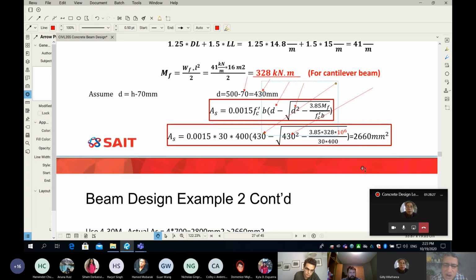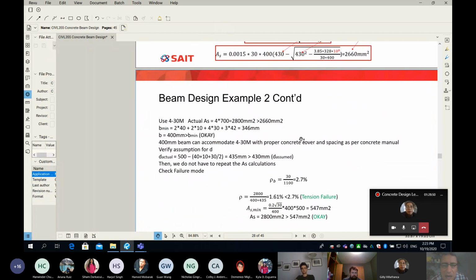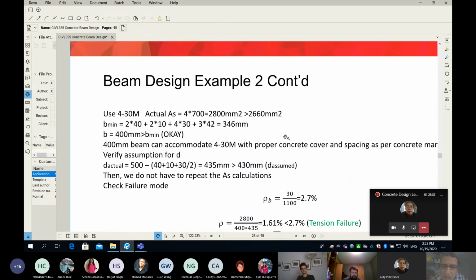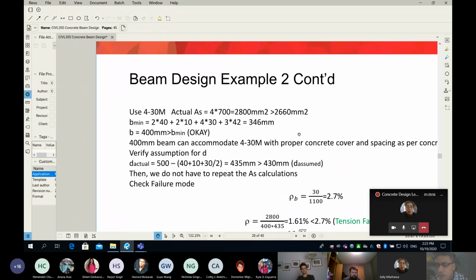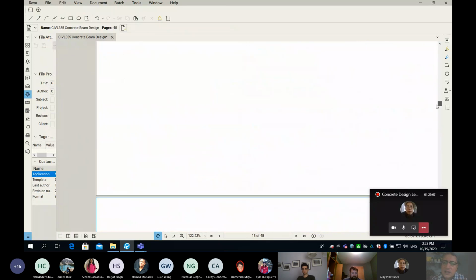This equation, we derived it together in our class, and we used it last class. And here we go, we got 2660, which means I need to provide in my beam a minimum of this number to make my beam able to resist this bending moment here, 328. Now, if you remember, we had the discussion on what my options are. As we discussed last class, we can choose a smaller bar diameter, so we end up with more bars, or we can use a larger bar diameter and end up with fewer bars. If you cannot remember, this was in my slides.